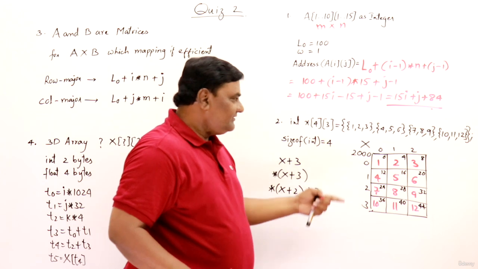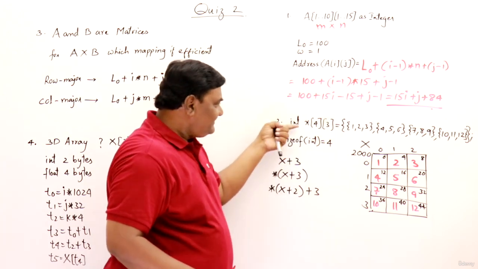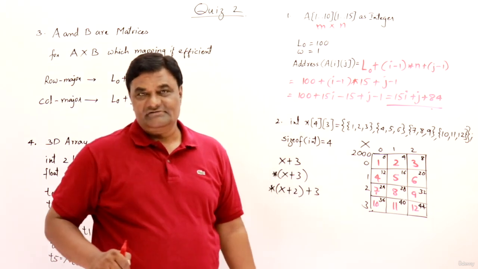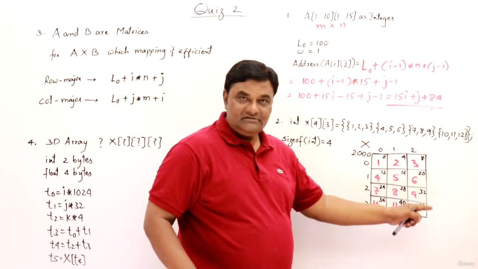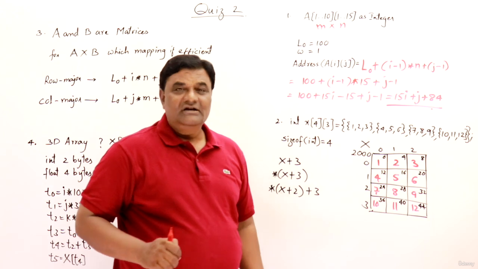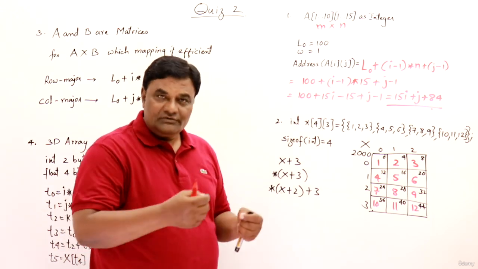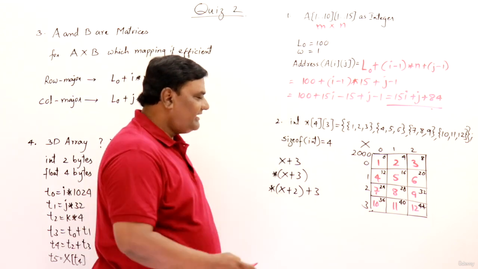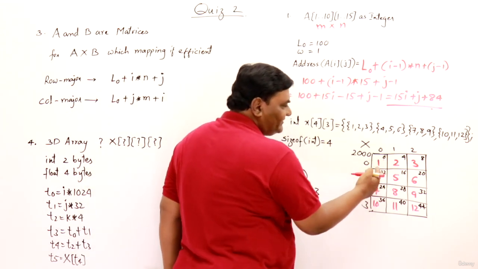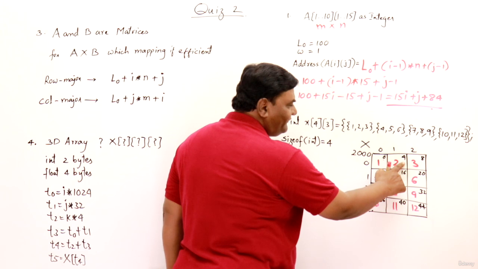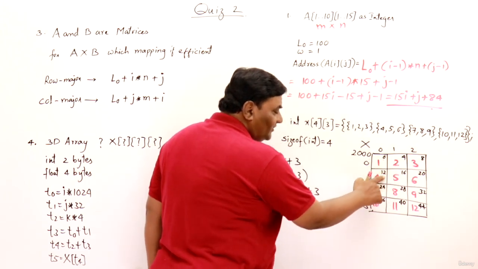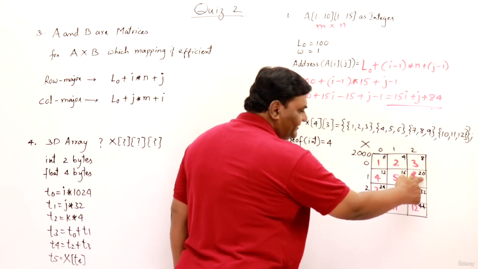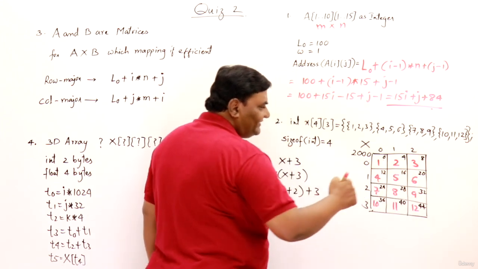The base address is given, that is 2000. This is integer type and the size of an integer is 4. This is given in the question. I have already drawn the diagram here and filled in the values. Now let us go towards the solution. Base address is 2000 and an integer takes 4 bytes. So the first address is 2000, so I wrote 0 for that. Next is 2004, 2008, 2012. Plus 4 is 16, plus 4 is 20. So I have written the addresses of all these locations.